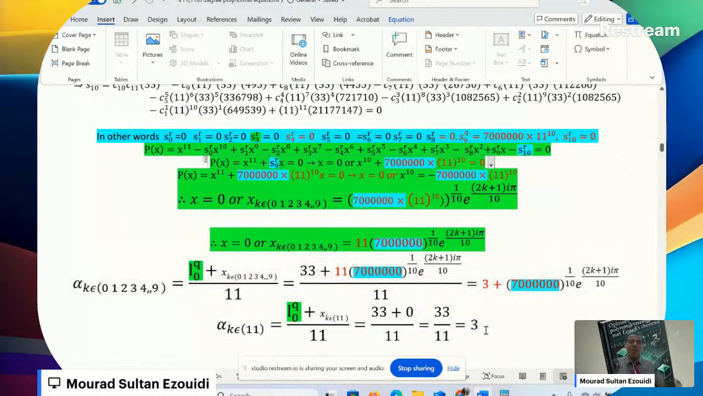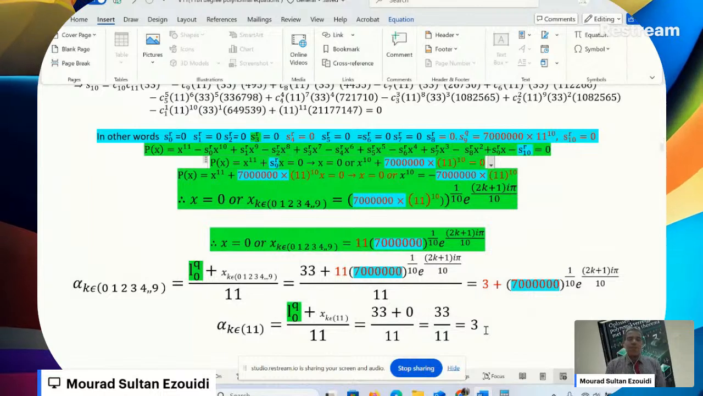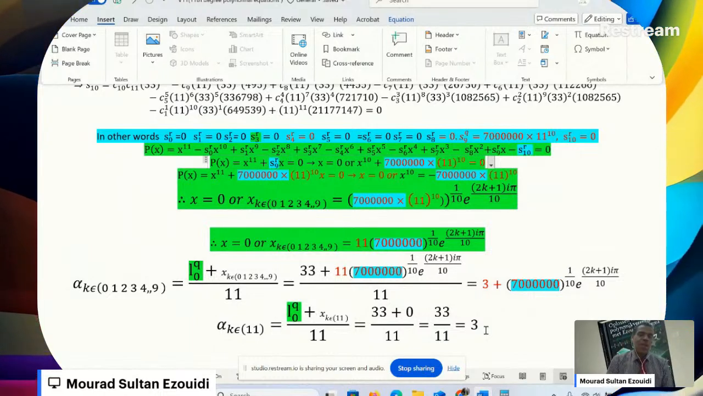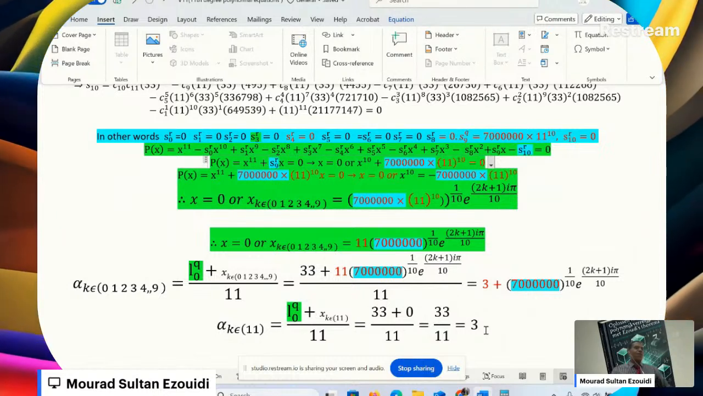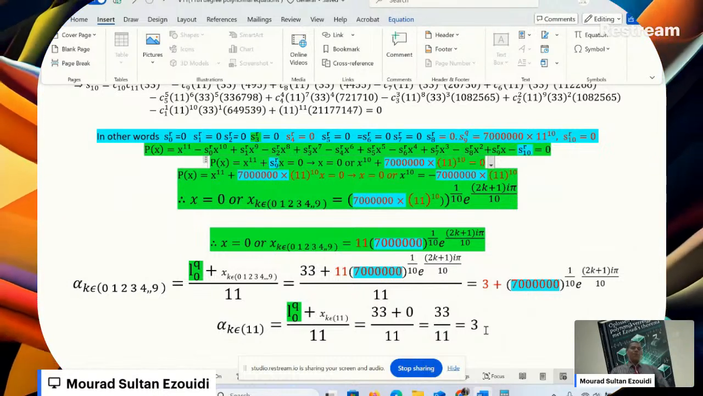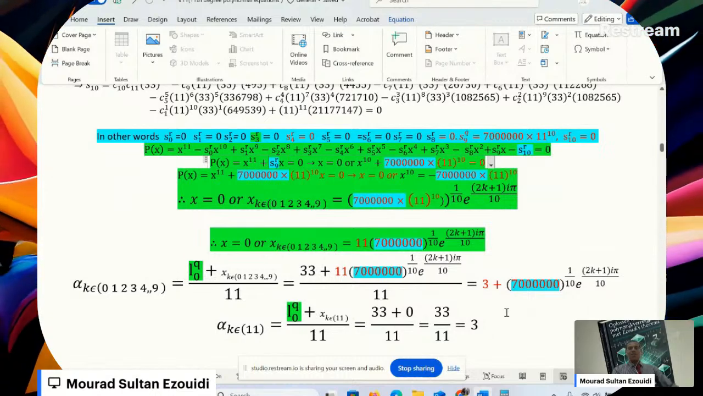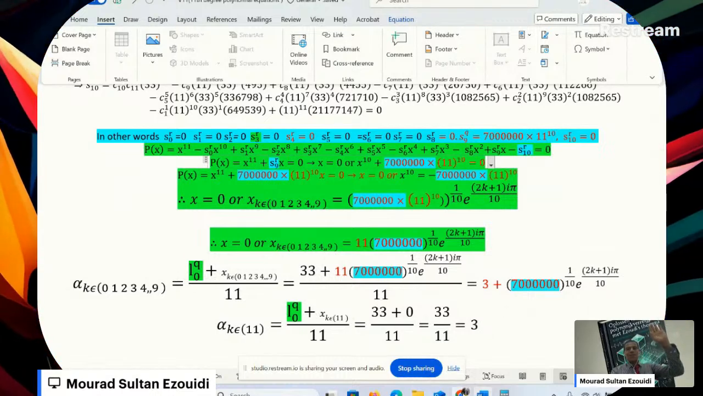This is according to Mr. Mourad Sultan Ezouidi, and we prove that with radicals we can solve an 11 degree equation, and this is a counterexample to Abel's theorem. Okay, thank you for listening, and see you next time. Assalamu alaikum.